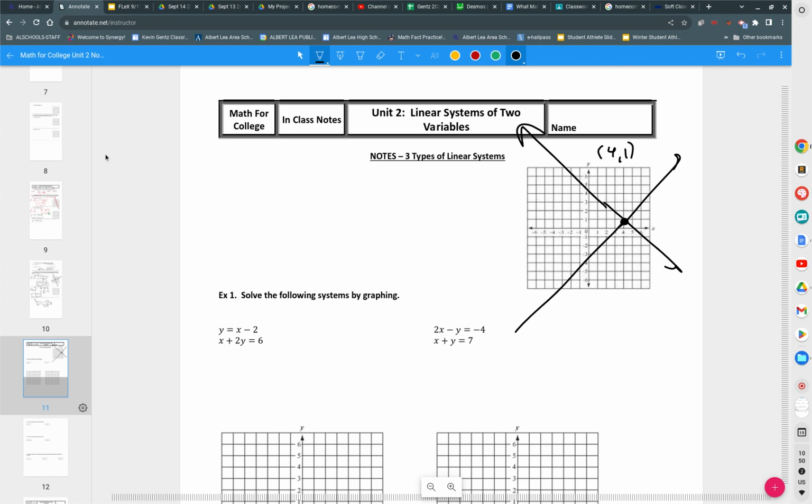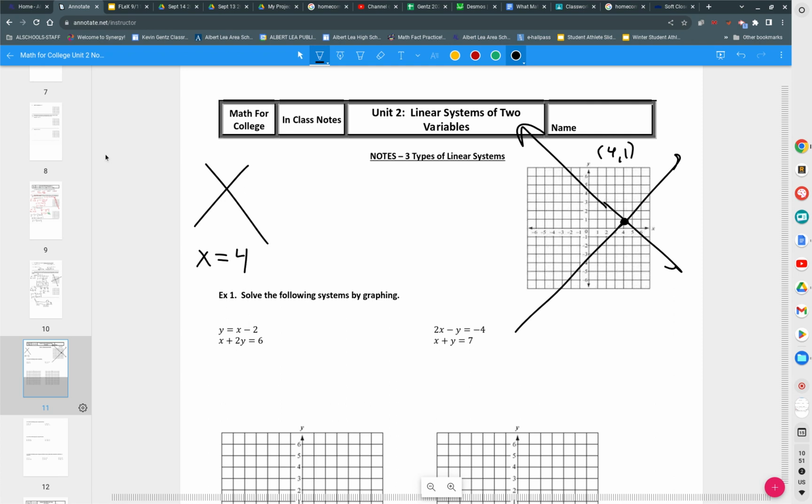Okay? There's three types of systems. The first system looks just like that, where there's an intersection. And if you come up with an intersection, you're going to end up with an x equals of some sort. Say, in this case, x was equal to 4.